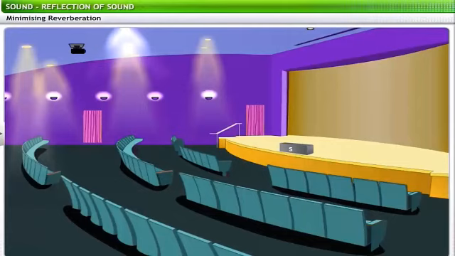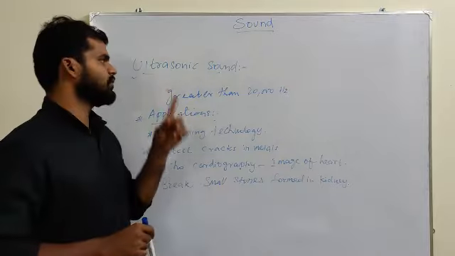Reverberation is generally minimized in auditoriums by covering the walls, the ceiling, and the flooring using sound-absorbent material like cardboard, thick curtains, and fiber.